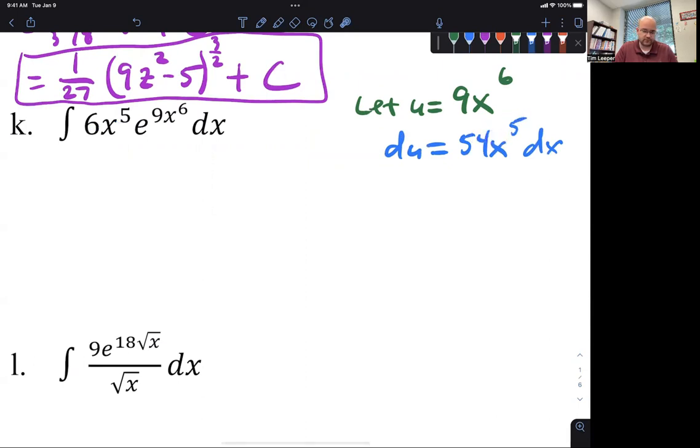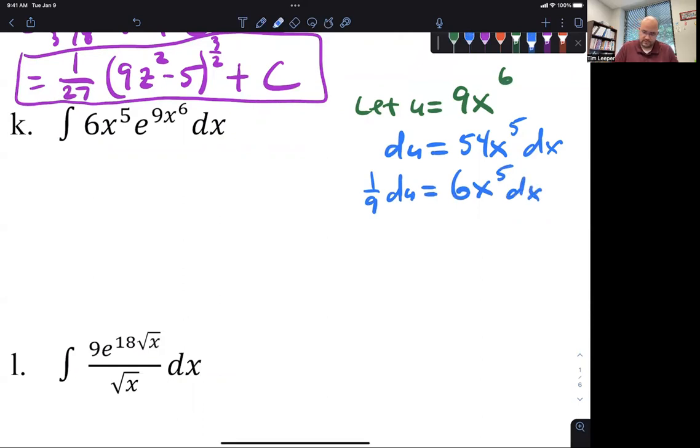So I can do this one of two ways. I can change this by multiplying by 9 and then putting a 1 over 9 out in front. That's probably how you saw it in MyLab Math. But for me, I'm just going to go ahead and multiply by 1 over 9 on both sides here to get this to be a 6. It means that 1 over 9 du is equal to 6x to the 5th dx.